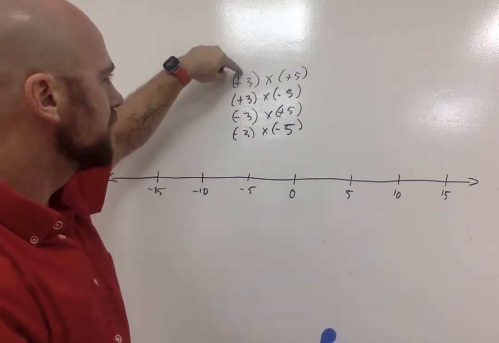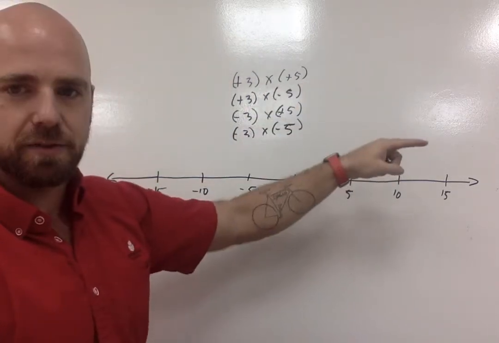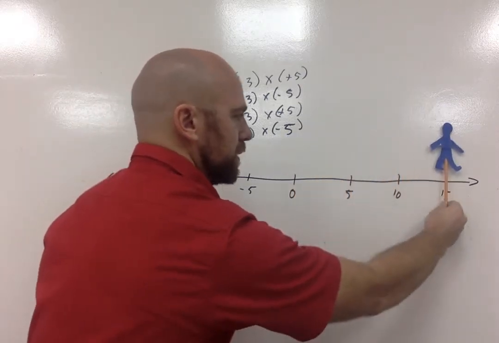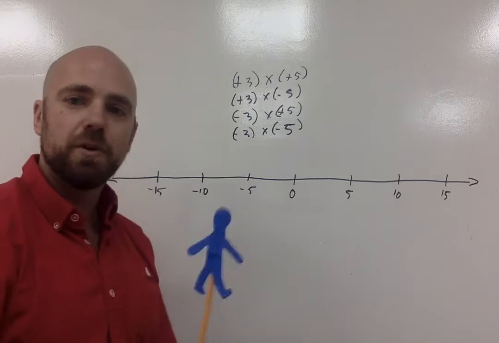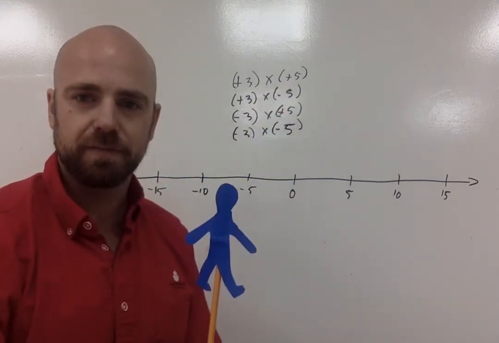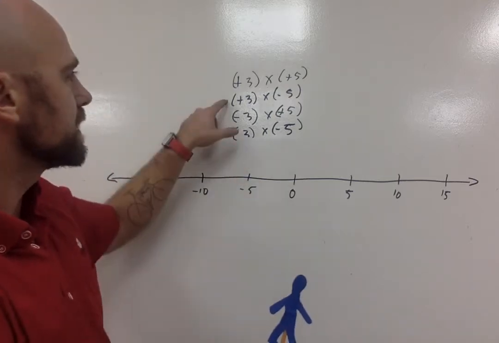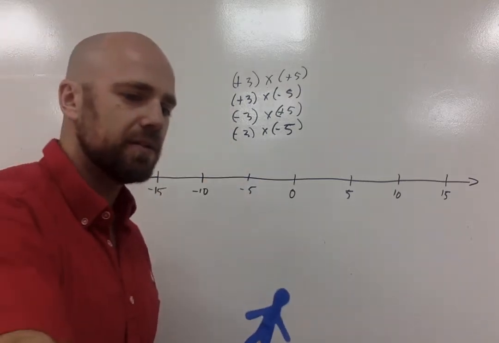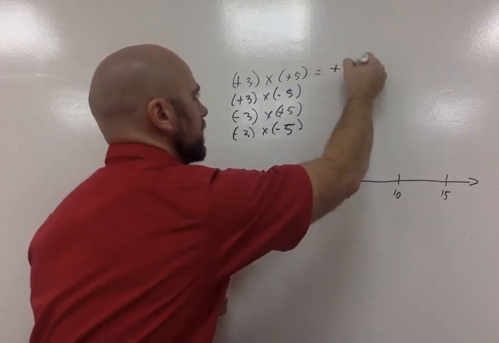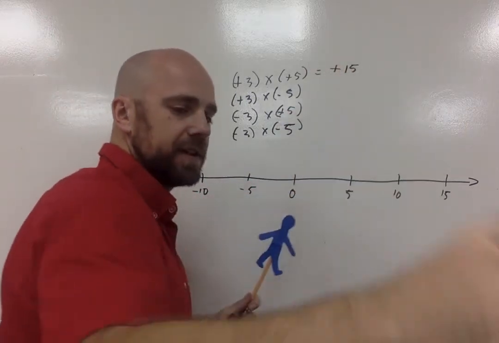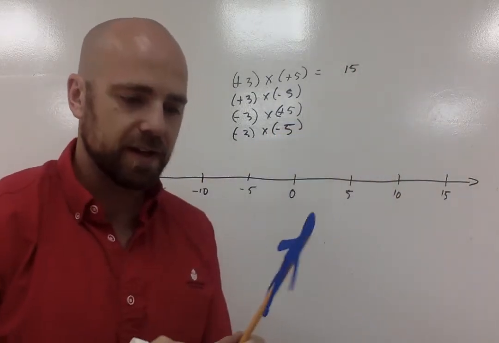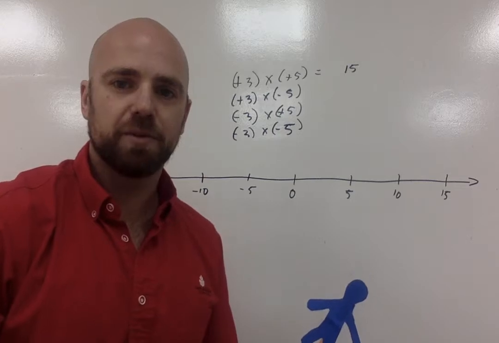And it's positive 3, so we're moving in the positive direction. Here we're doing 1 jump, 2 jumps, 3 jumps. He's moving forward because he's moving in the positive direction. So our answer here is positive 15, or you could just say 15. If you don't have a symbol, we just assume it's positive. If it's going to be negative, we have to put our symbol.